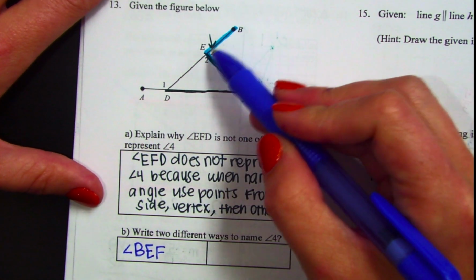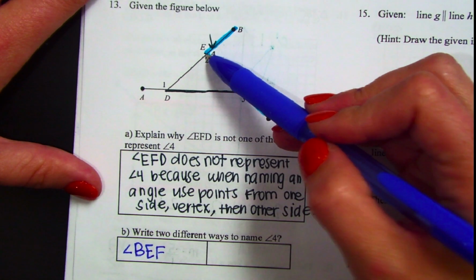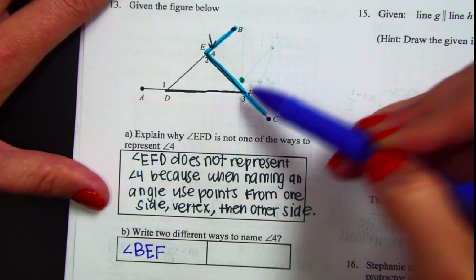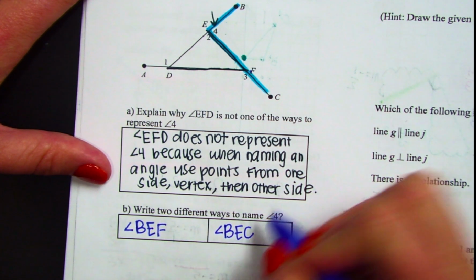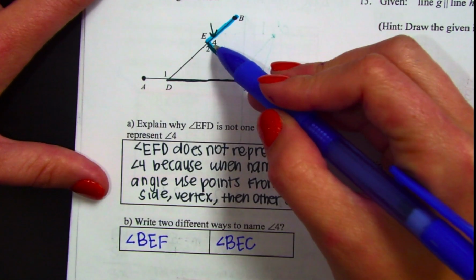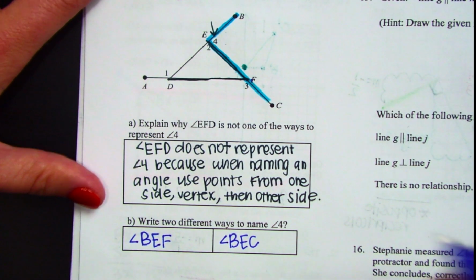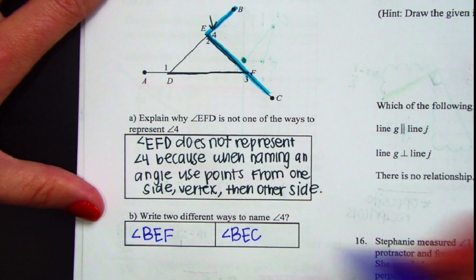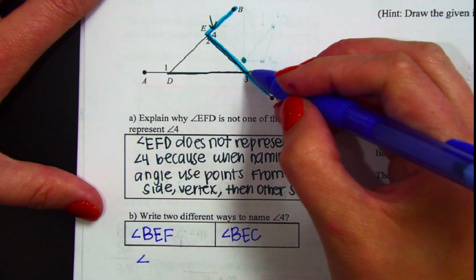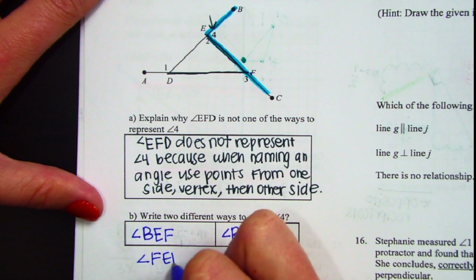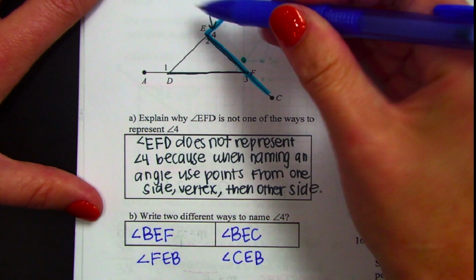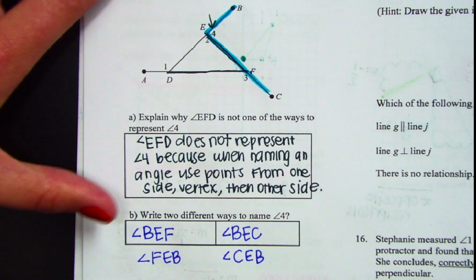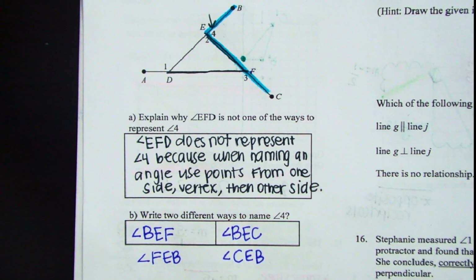So again, side, then the point in the middle is that vertex, and then a point from the other side. Another way we can name that is angle BEC, again, side, vertex, side. And then we'll just add in a couple more, even though they want two ways, that you can just switch the order and say FEB, and switch the order here and say CEB. But E has to be the letter in the middle of the three letters because that is where the vertex of the angle is.